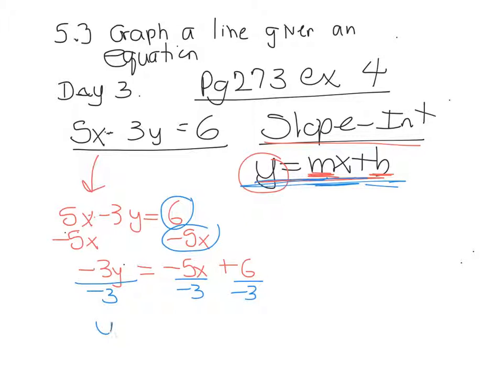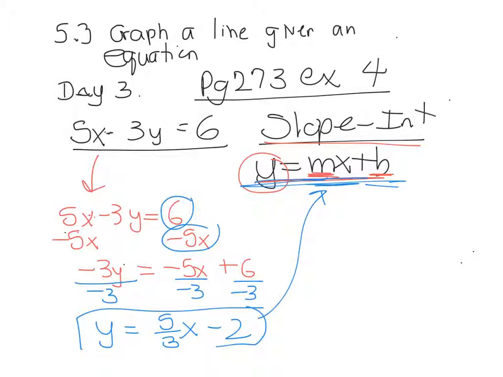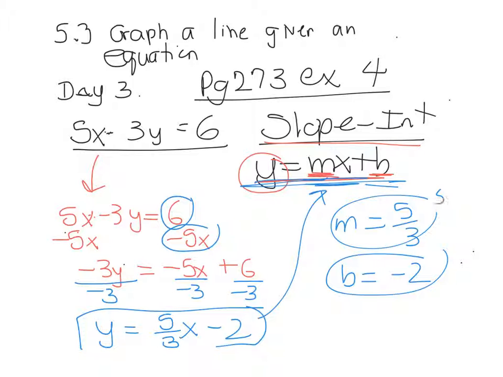And I get y equals negative 5 over negative 3, which comes out to be 5/3 x. 6 over negative 3 is negative 2. So that's minus 2. So now I have my equation in slope-intercept form, and I can tell that my slope is going to be 5 over 3, and my y-intercept is going to be negative 2. Slope, y-intercept. And now I'm ready to graph.